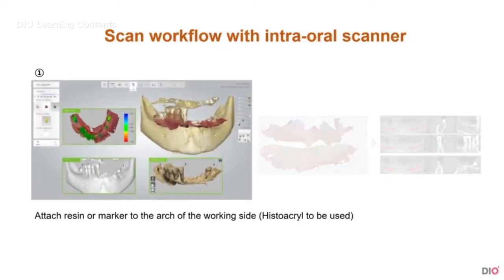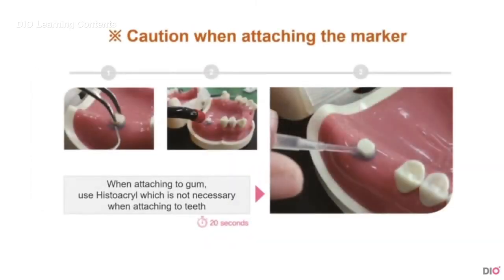First of all, resin or marker is attached to the working arch. Histoacryl is used to attach the resin or marker. Let me briefly point out the precautions when attaching resin or marker. There are precautions when attaching the markers.